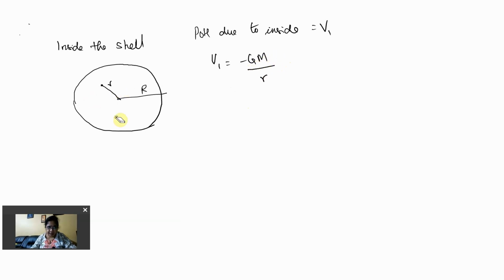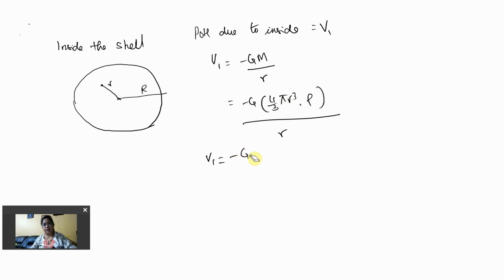There is a sphere inside of this, and that sphere has a volume 4 by 3 pi r cube, because the entire inside, 4 by 3 pi r cube into rho, will give you the mass, divided by r. So V1 is equal to minus G 4 by 3 pi r square into rho. That is going to be your V1.